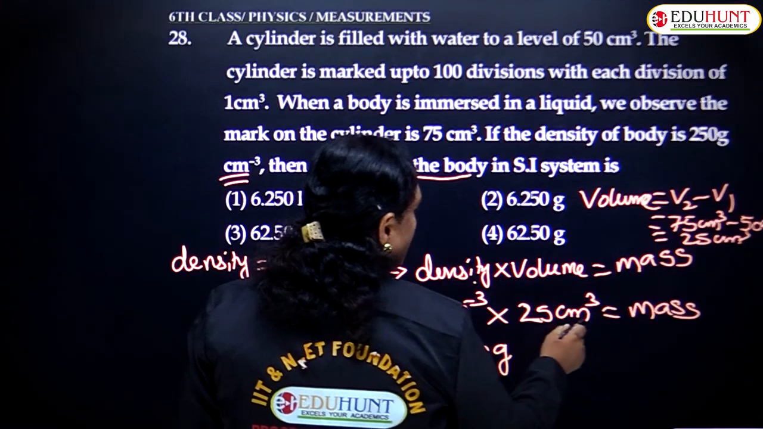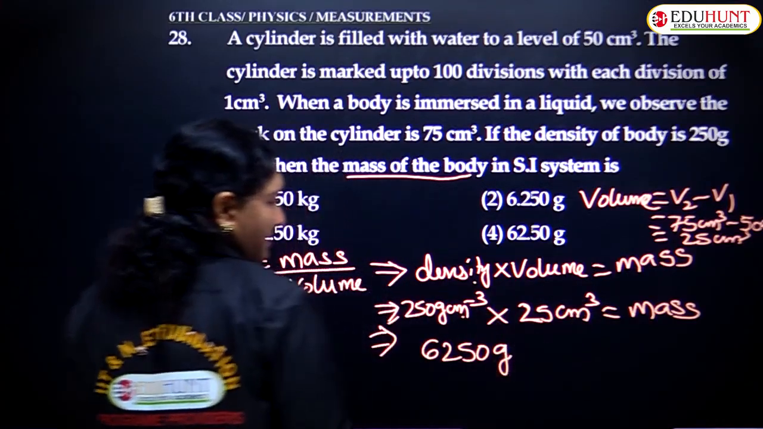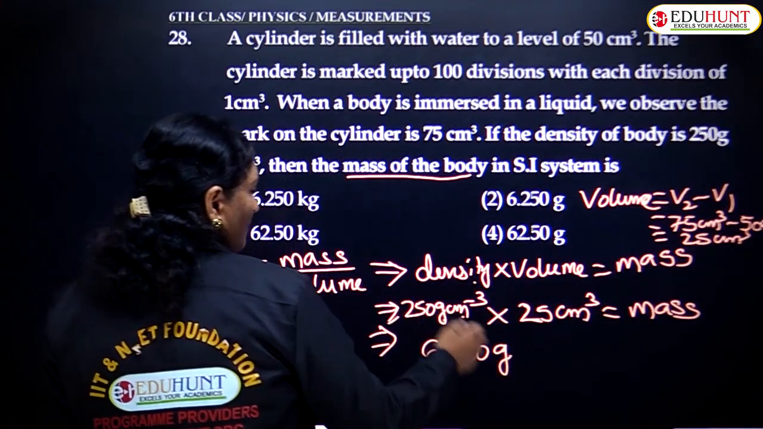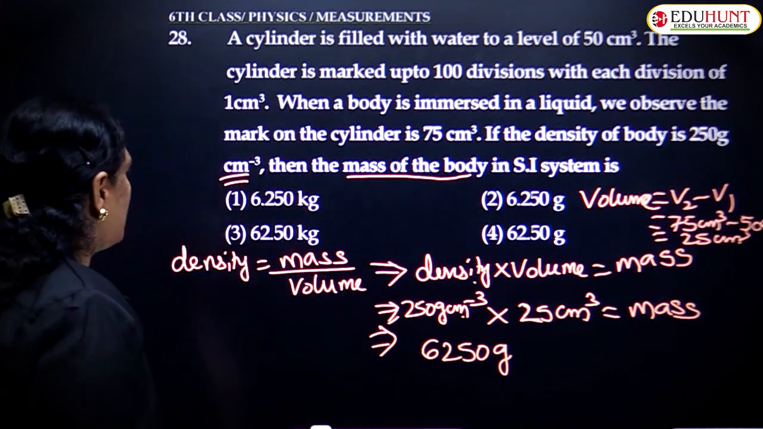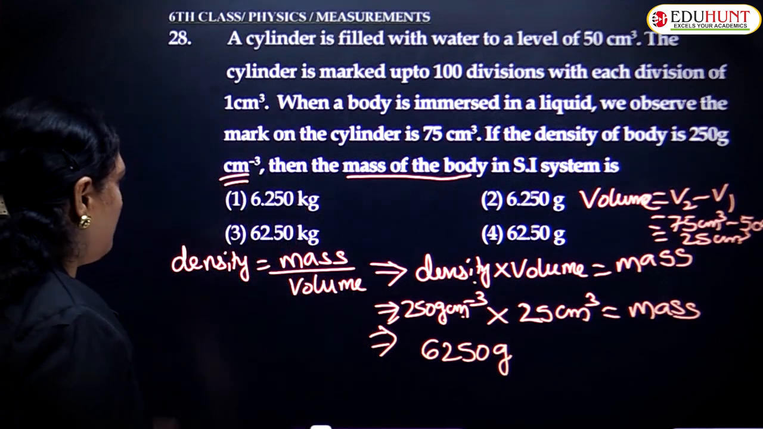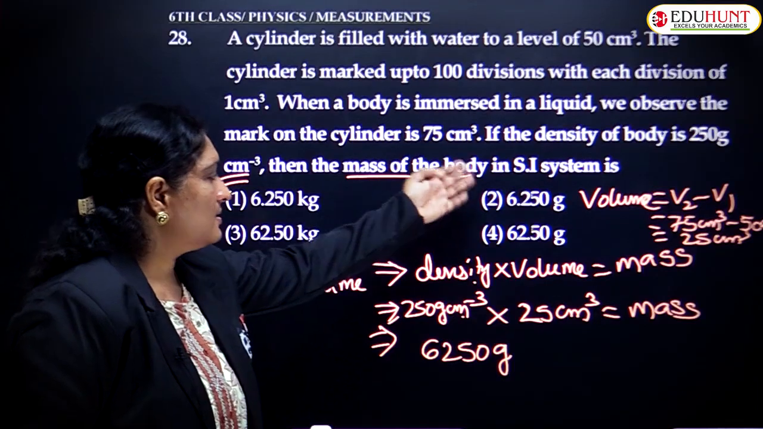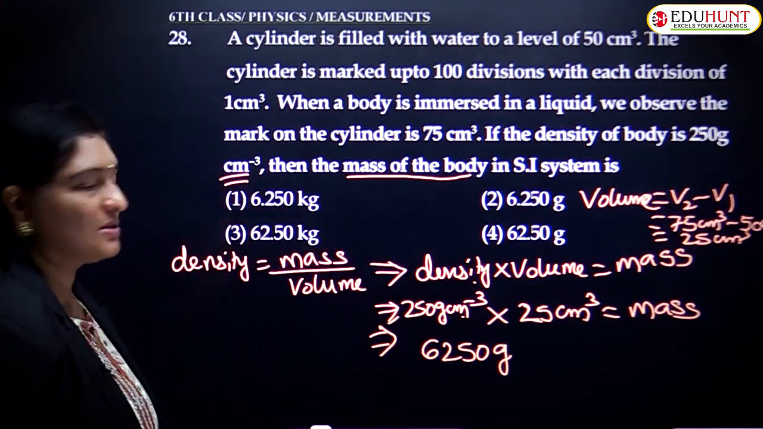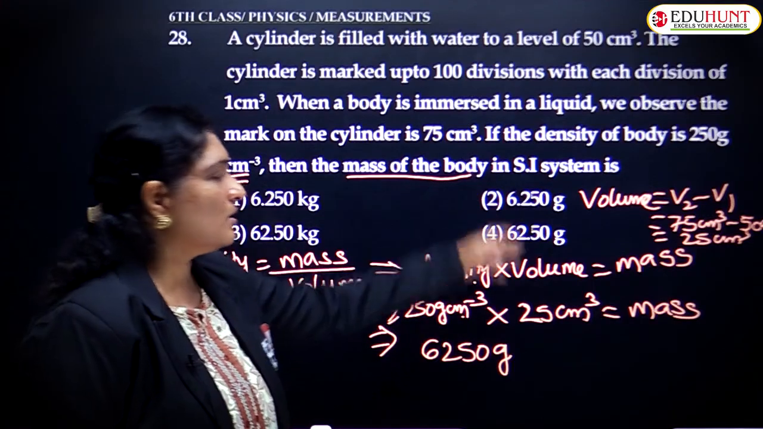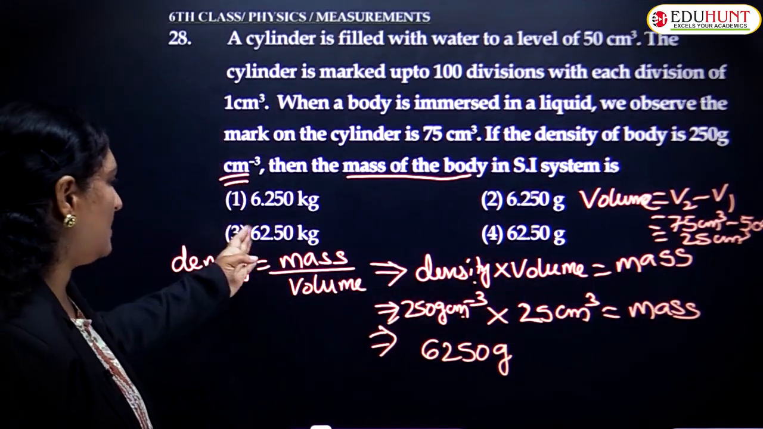Centimeter to the power minus 3 and centimeter cube. Minus 3 plus 3 cancel. So what is left over? Only grams. So answer is 6250 grams. But nowhere is the 6250 grams there? Not there. But here kgs is also there. So if these two are not the proper answer, we need to check for kgs.